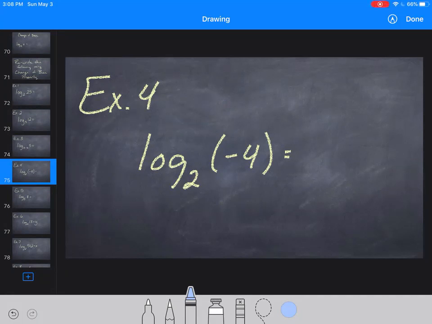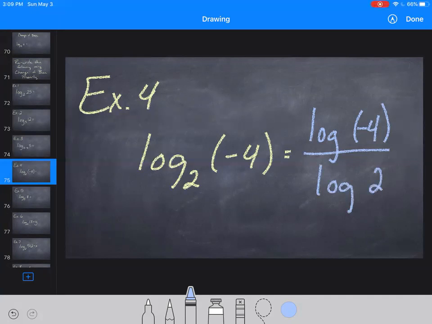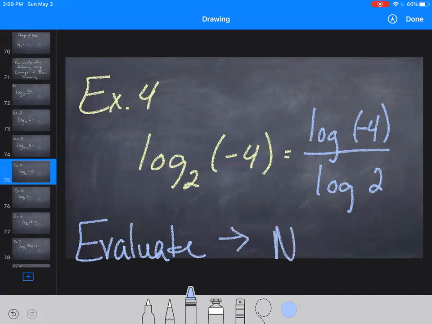We have log base 2 of -4. Now, this isn't something that we've seen before because so far we have not worked with anything that had a negative number. Now, if we wanted to rewrite it using the change of base formula, we would say log of -4 divided by log of 2. But if they asked us to actually evaluate, this would be impossible, because we would get no solution.